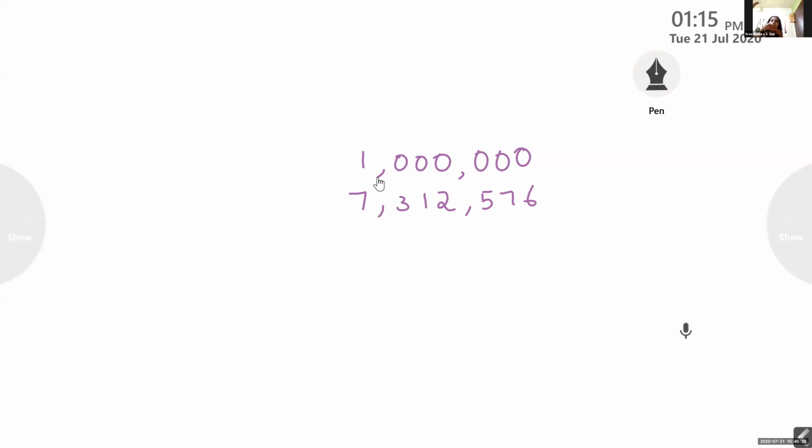Okay. So 1 million, how will you read it in the Indian system? There are 6 zeros. How will you read it in the Indian system? 10 lakh. Listen like this. Clear? 10 lakh. So whichever number is given, you have to write that number and put the commas in the Indian system, so you will understand.